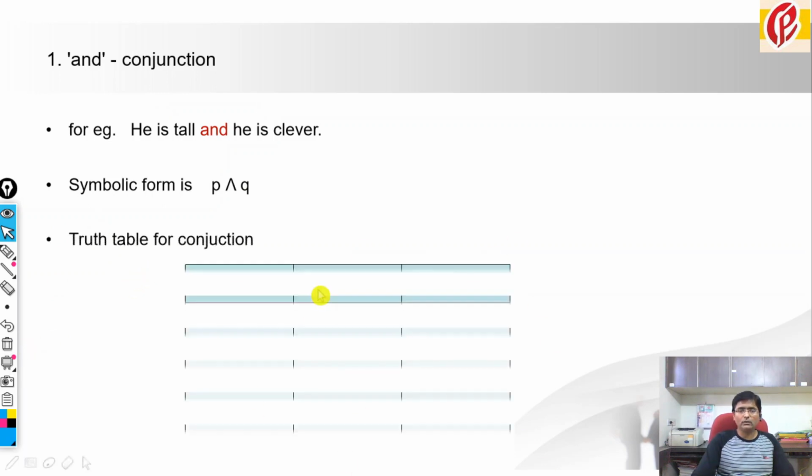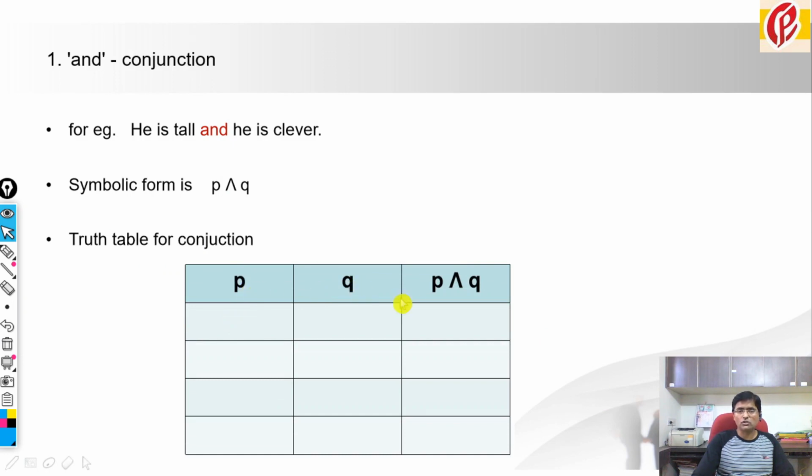Now how to write the truth table? So this is P, this is Q, this is P and Q. P and Q means this statement: he is tall and he is clever. In the first row, both are T. Here should be T. And the second row, here should be T and here should be F. And third row, here is F and here is T. And the last row, false, means F, F.